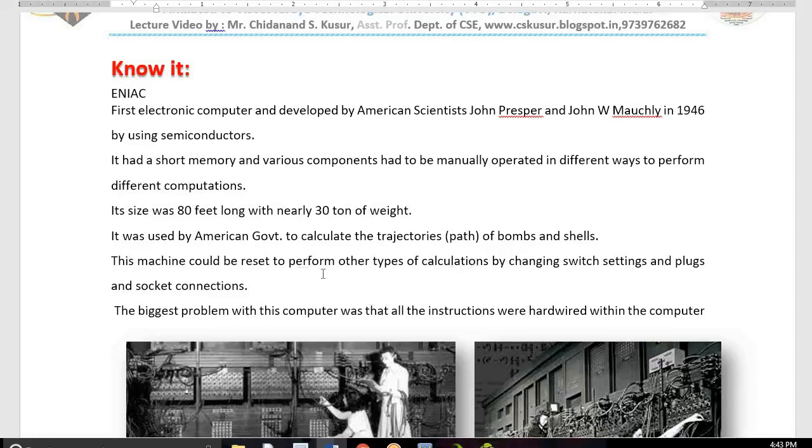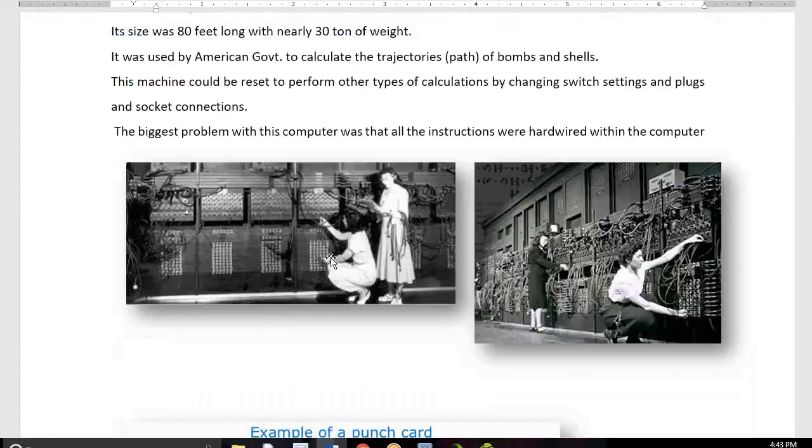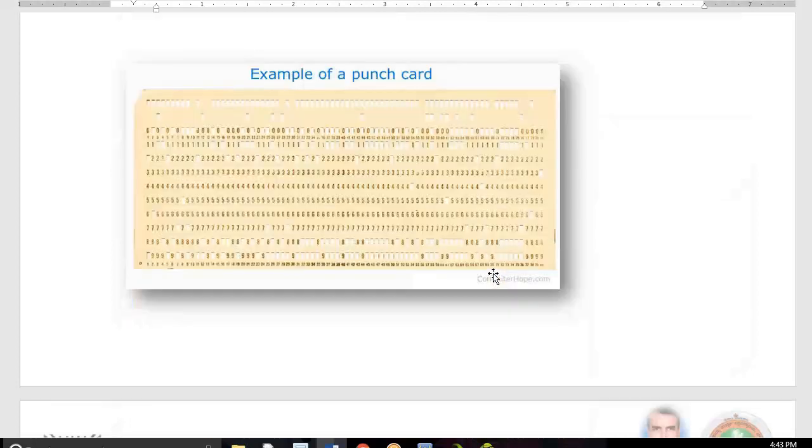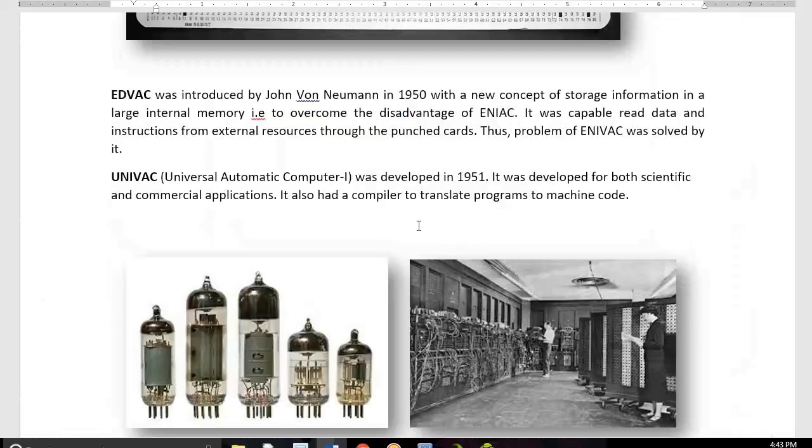This machine could be reset to perform other types of calculations by changing switch settings and plug and socket connections. You can see the programmers are changing some sockets and plugs. They are modifying the program in machine language. The biggest problem with this computer was that all the instructions were hardwired within the computer. Like this you need to instruct a computer system. Very tedious job. This is all about the first generation of computers.